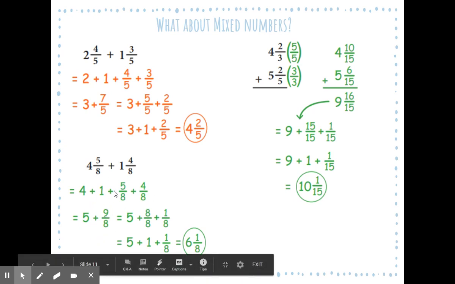The answer here then from this batch of numbers is 5 and 9/8. But that's the same as saying 5 plus 8/8 plus 1/8, isn't it? So my answer has to be 5 plus 1, and then that leftover 1/8. So my answer is 6 and 1/8. Okay. Do we have any questions about why we're getting these extra ones right here?